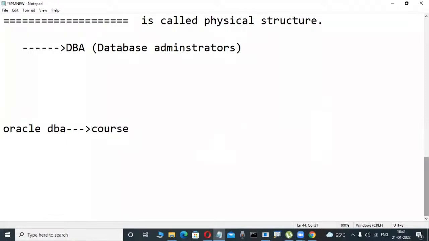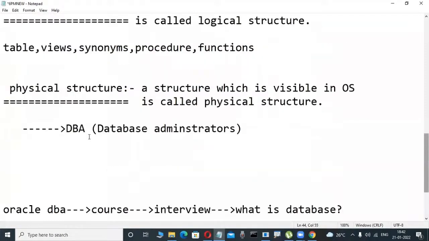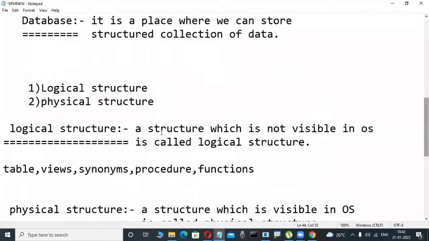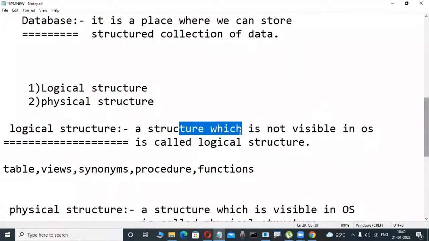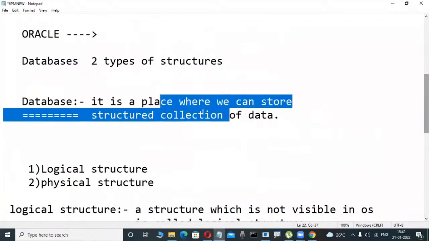Whenever I'm applying for an Oracle DBA job, I'm attending an interview. Roughly, my interviewer asks, Murali, what is a database? If I say it's bookish knowledge, a structured collection of interrelated data, a place that stores a structured collection of data, I'm immediately rejected. Immediately. Why?